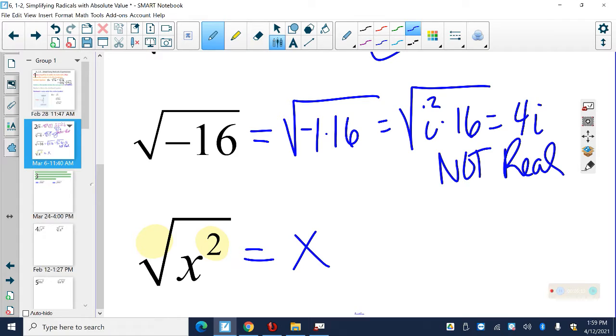X is a variable. When x is a variable, I technically do not know if x is positive or if x is negative. Can I take the square root of a negative number? No, we just talked about that, right? So what this means is I have to ensure that this stays positive by putting absolute value bars around the x, because I cannot take the square root of a negative number. So what I'm saying is it can equal x as long as we take the absolute value of it. So what does this mean for us?